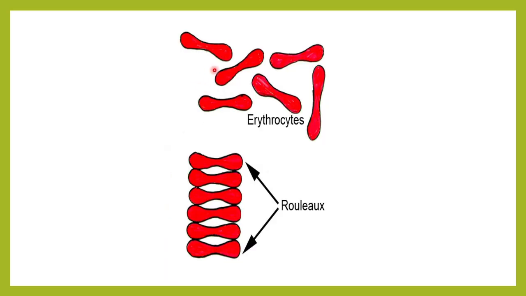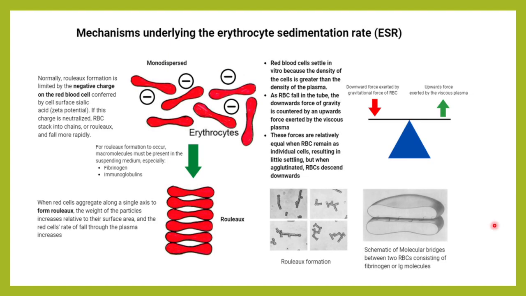So here you can see these are monodispersed RBCs and here you can see the stack of coins. एक coin एक के ऊपर एक जो रखा है. This is the rouleaux formation. इसके वजह से इसका जो settling rate है वो ज़्यादा heavy होके. So you can see the balance here. There is an upward force which is exerted by the plasma. Plasma is viscous. So ऊपर से एक force खींच रहा है, that is the upward force which is exerted by this plasma, and there is a downward force which is exerted by the gravitational force of the RBCs, and there is a balance here.